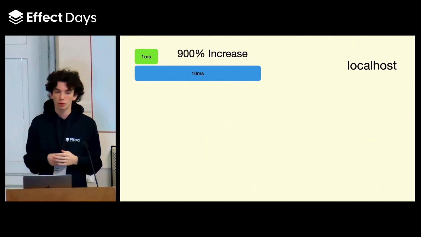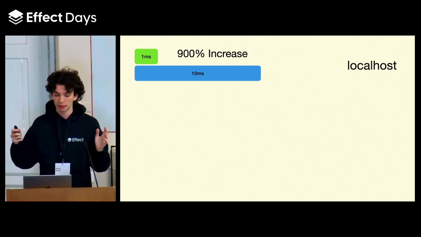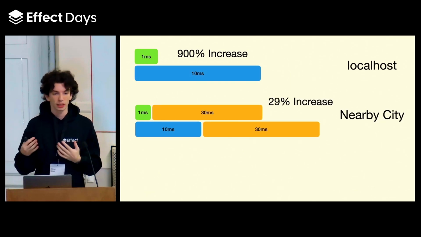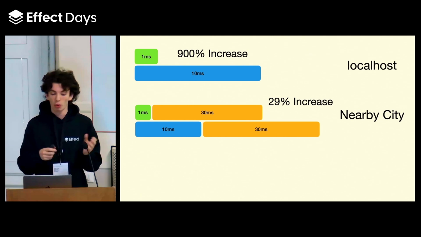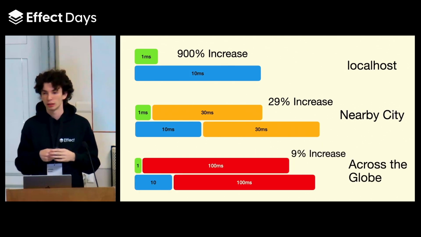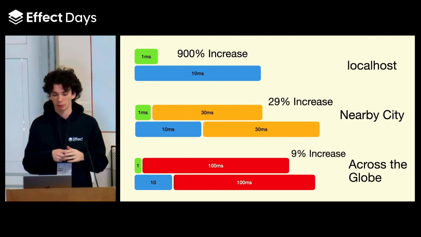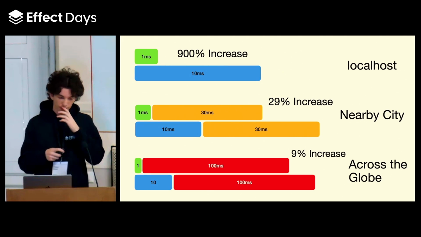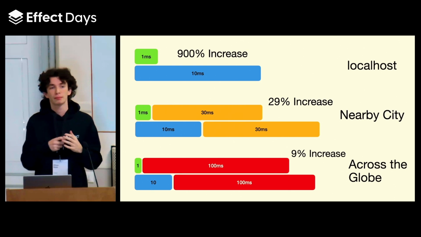And so on localhost, where there's no network delay, there's a pretty big gap. But as soon as you're looking at 30 milliseconds, like a nearby city, you're already down to just 29%. And if you're going across the globe to another continent, you have 100 milliseconds plus, which is down to less than 10%. And this stuff is unavoidable, it's just speed of light.